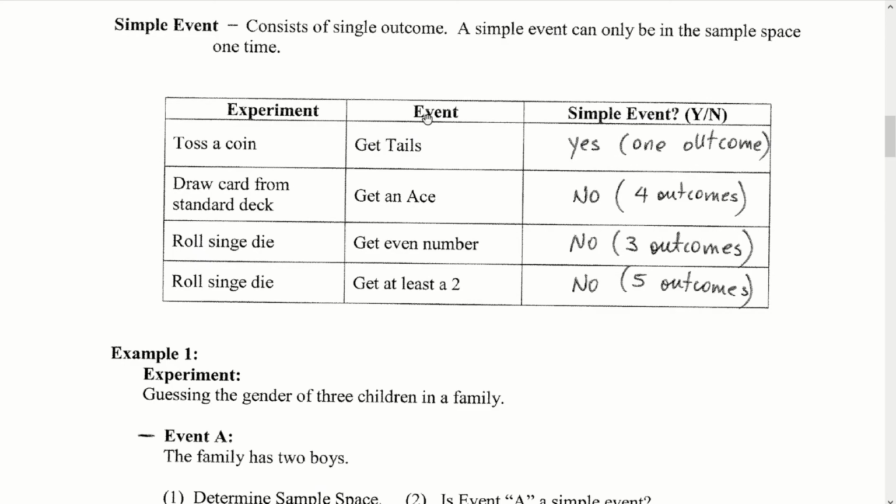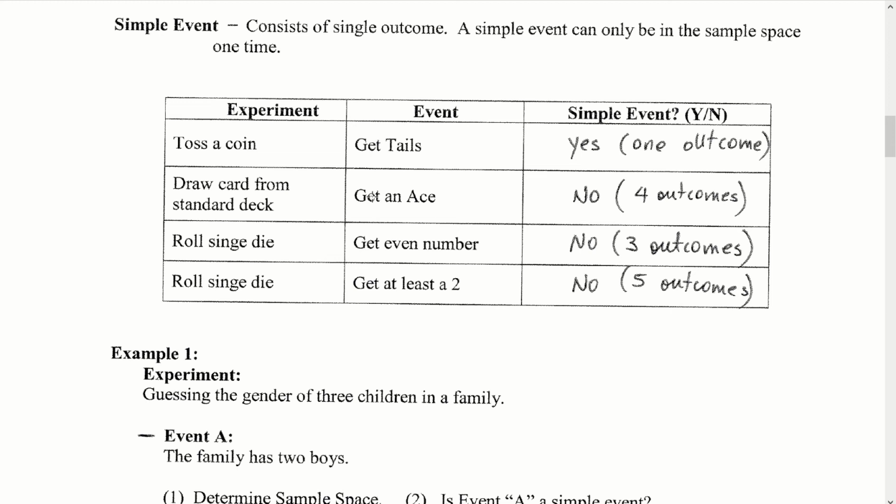This brings us to the definition of a simple event. A simple event consists of just a single outcome. In other words, it's just an event that can only happen one way from the sample space. For example, the event of tossing a coin and getting a tail, that would be a simple event because there's just one tail on the coin.